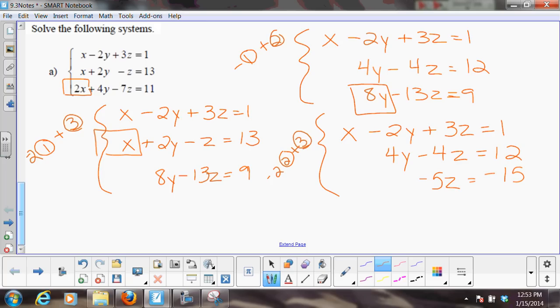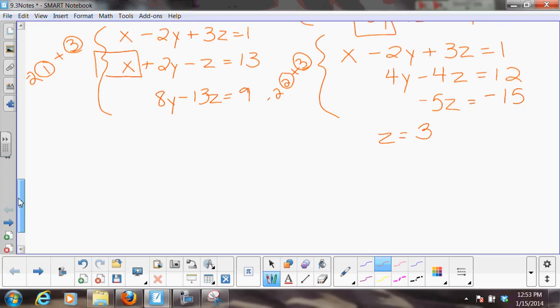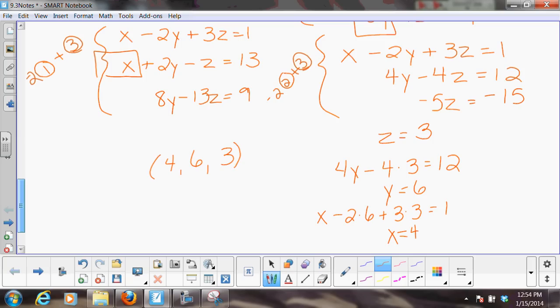-15. Now I can back substitute. Well, z is going to be 3. Because I could just substitute that. I could plug that, or I could solve that little mini equation. Y is going to be 6. Negative 12 plus 9 is negative 3, so x is 4. And my answer is 4, 6, 3.